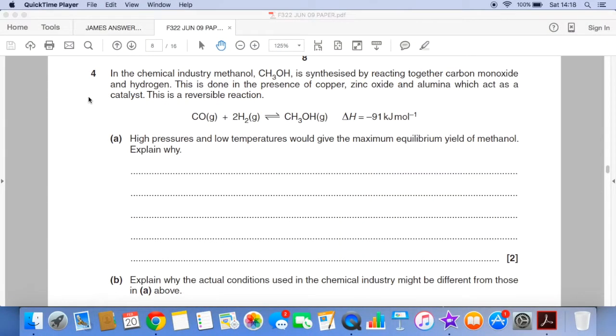Look at a question that covers the Equilibria and rates topic. So we're given some information about the synthesis of methanol. You see it's an equilibrium and we're given the enthalpy change for the reaction. So the first part of the question is telling us that high pressure and low temperature gives the maximum equilibrium yield of methanol, and we have to explain why.